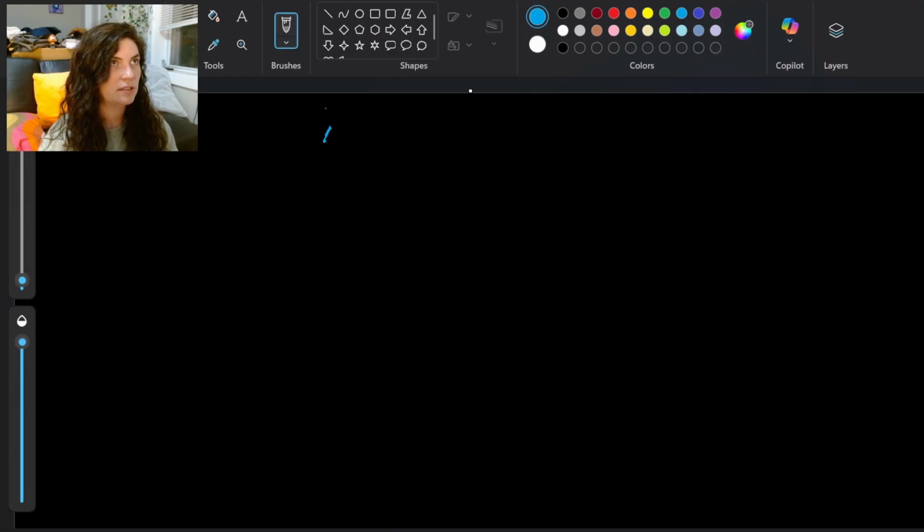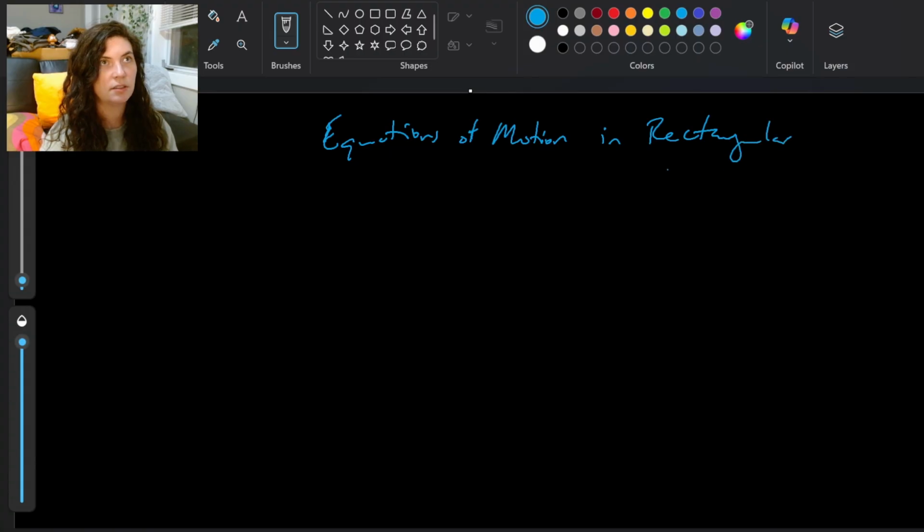So we'll call this equations of motion in rectangular coordinates. And I didn't plan this out very well. Sorry, I ran out of room. So those are x, y, z coordinates.